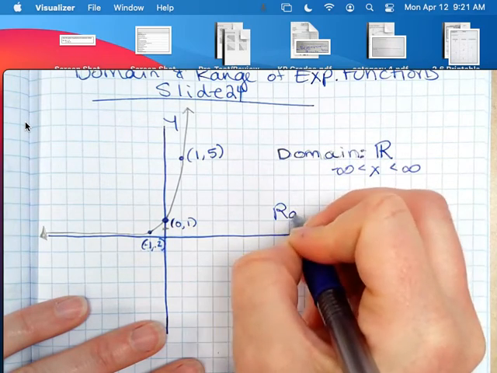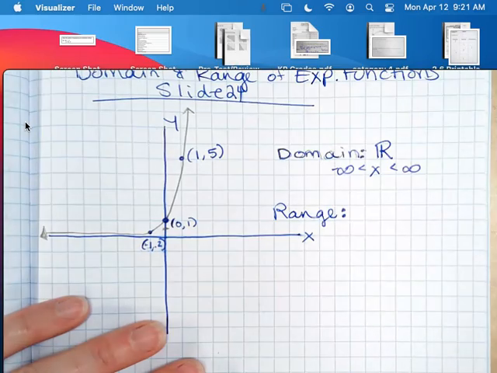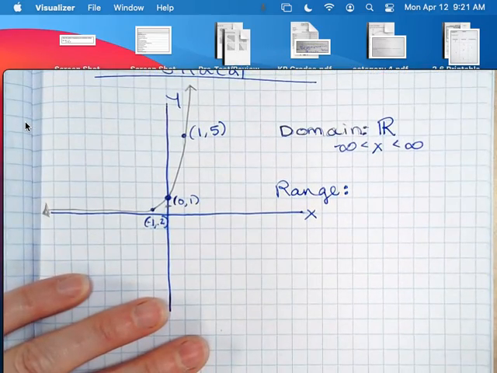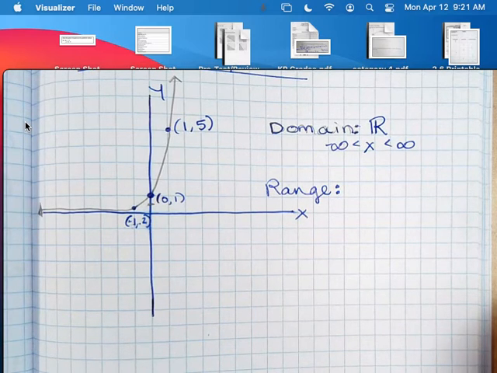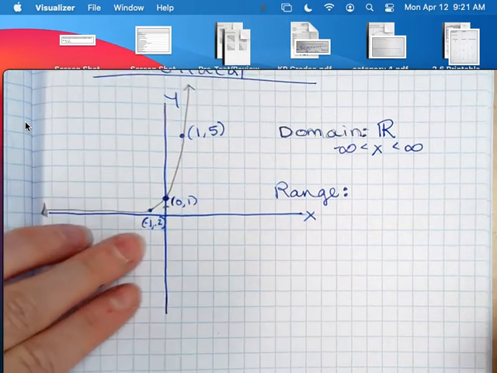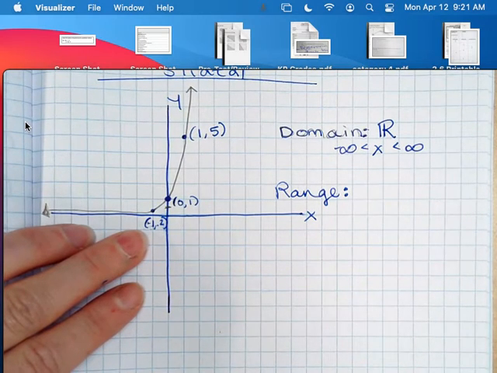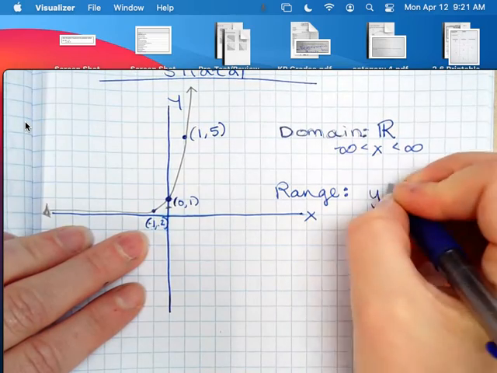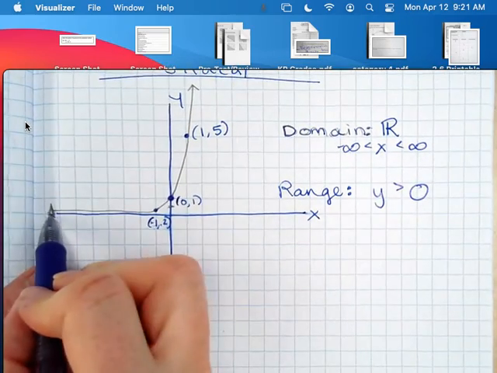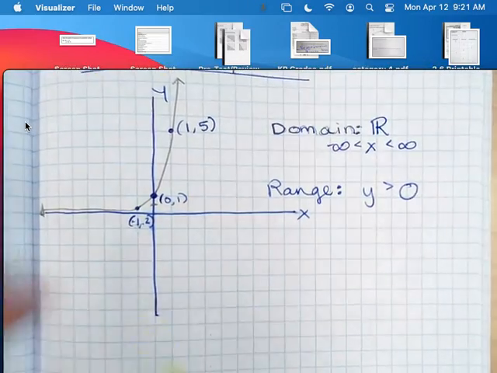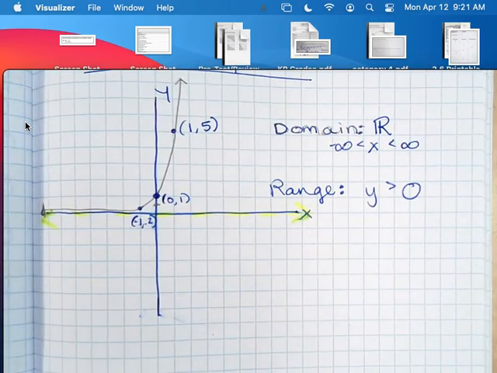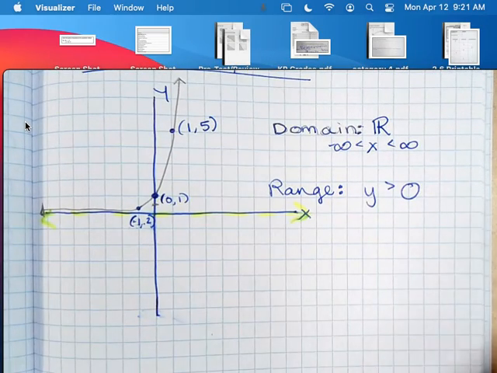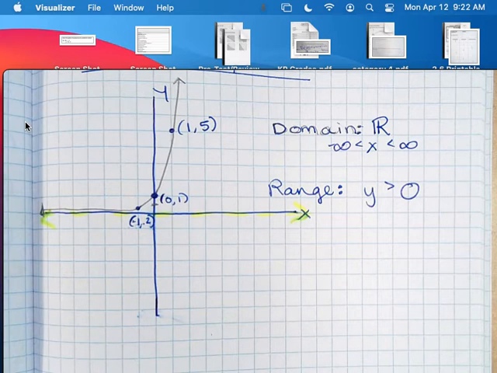Okay, and now our range, which is our y value. So what is our range on this one? Yep. y has to be greater than 0, because your asymptote is along the x-axis, which is at 0. That's your asymptote. It's never going to cross it, so that's what makes y be greater than 0.